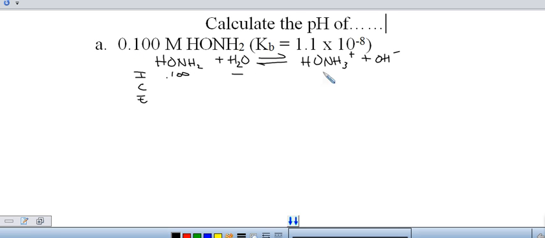I don't need to worry about water, and I'm going to have none of this or the hydroxide. The reaction is going to proceed with the forward reaction to start because we have no products, and I will end up with 0.1 minus x, x, and x. Because this is a weak base, we can write a Kb expression. The Kb is products over reactants raised to their coefficients.